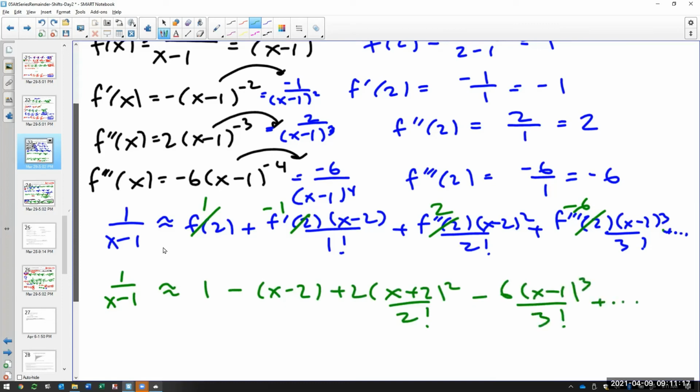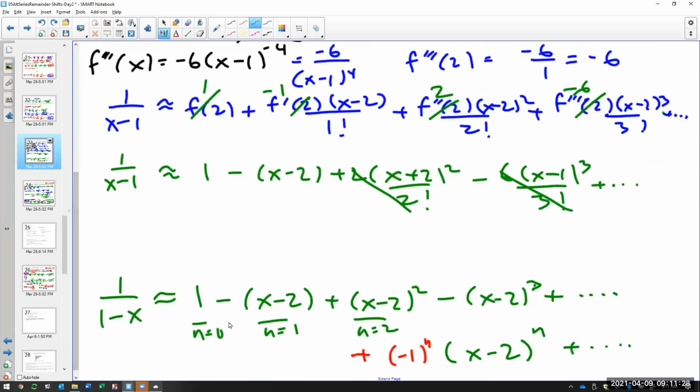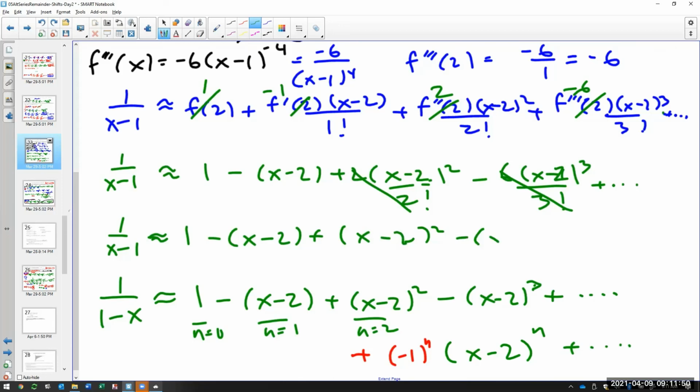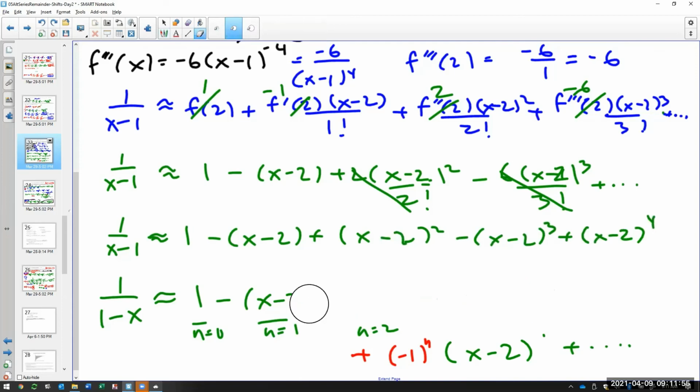Guys, do you see what's going to happen with all of these things right here? The coefficients are going to go to 1. Do you guys see that? So this ends up being 1 over (x minus 1) is about equal to 1 minus (x minus 2) plus, oh wait, why do I have a plus 2 here? Sorry, this should be a minus 2. I don't know why I have a plus 2 here. So (x minus 2) squared minus (x minus 2) to the third plus (x minus 2) to the fourth. Do you see how this is going to work?